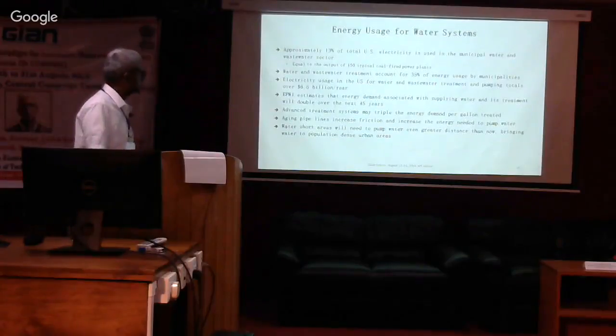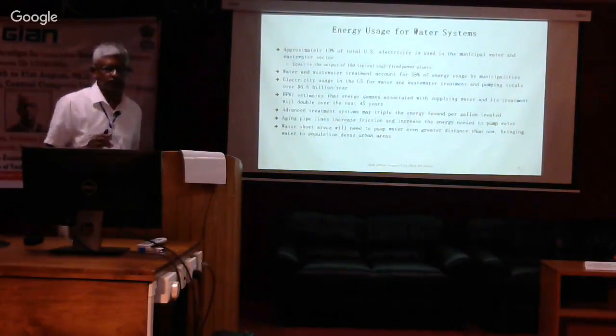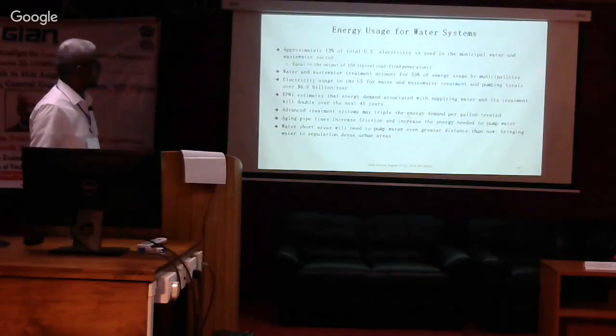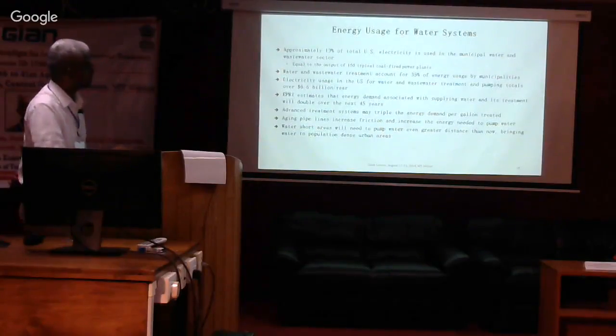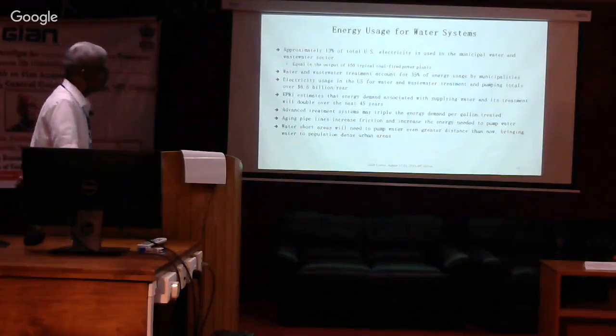All right. So now let us look at some usage. Now, again, this is all US data. Approximately 13% of total US electricity is used in the water and wastewater. 13% of total electricity that's generated. Okay. But if I look at municipalities, then 35% of energy usage is for water and wastewater. And the number is huge, $6.5 billion per year, and it is estimated to grow. So the reason being, of course, electricity generation.